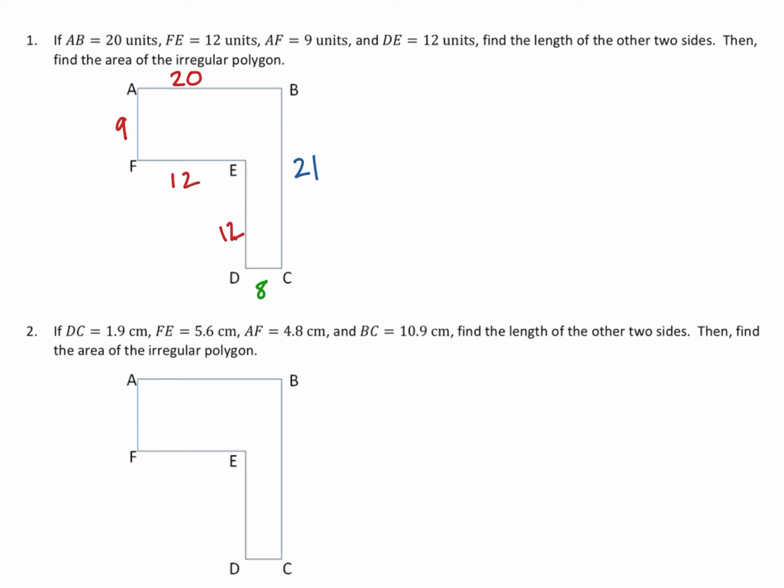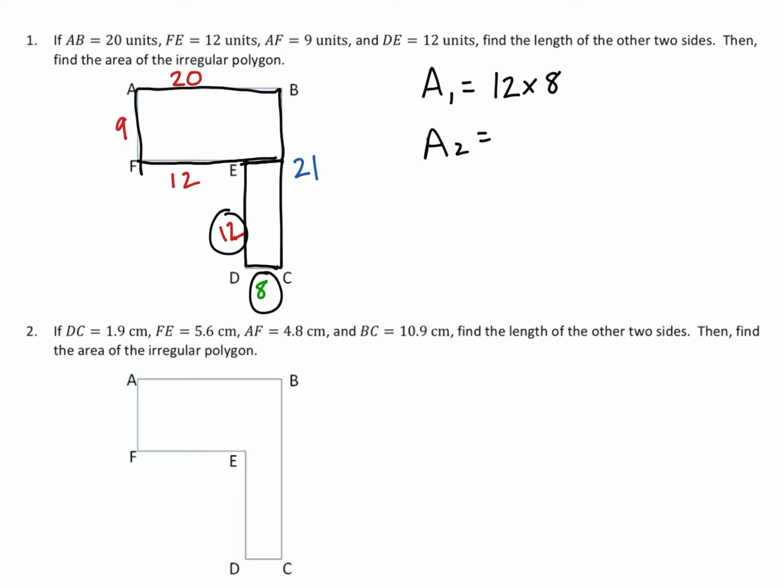Now to find the area, we want to cut it into shapes that we know how to determine the area of. And I can cut this into two rectangles by splitting it right here. This rectangle right here has dimensions of 8 and 12. So the area of the first rectangle is 12 times 8. It's the base times height. Then the area of the second rectangle is going to be its base, which is 20, and its height, which is 9.